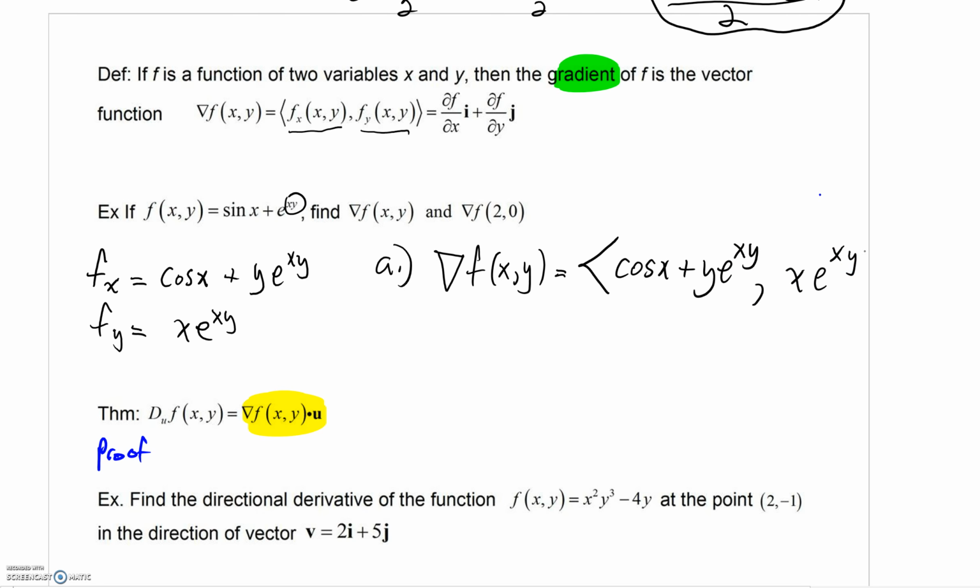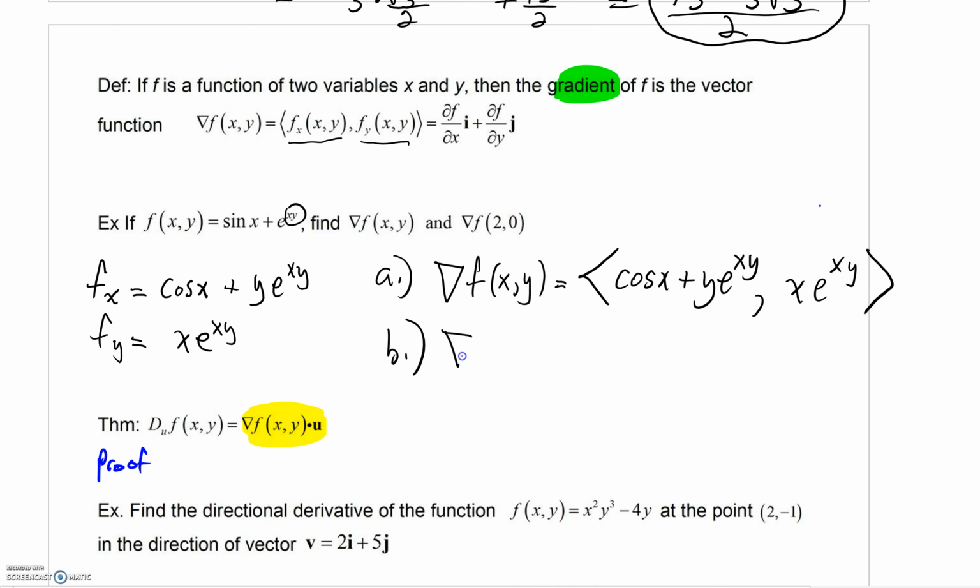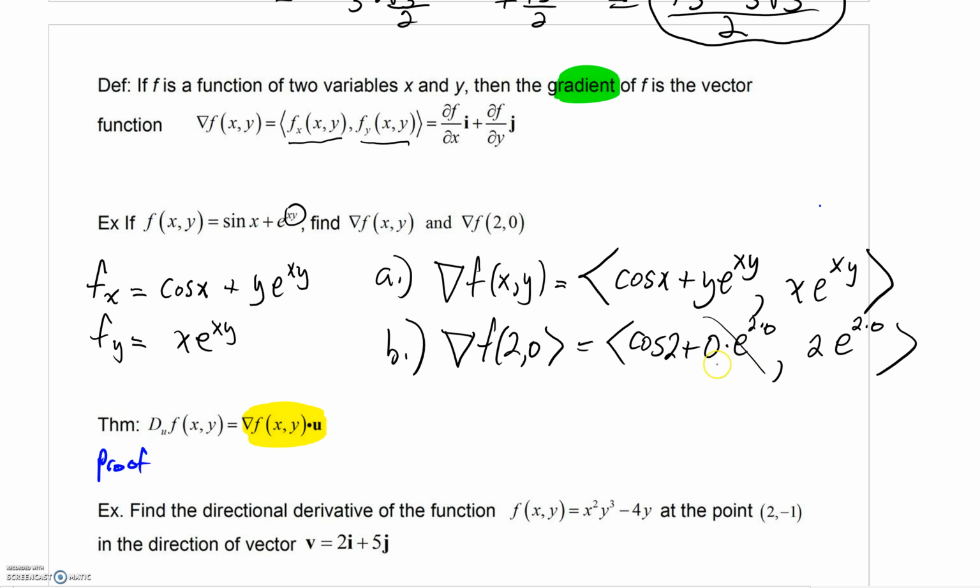and the y component is x e to the xy. But then for part B, they're going to say, well, that's all lovely, but let's plug in (2, 0). That means wherever we see an x, plug in a 2. Wherever we have a y, plug in a 0. Well, that's going to make that first component work out rather quickly. I think you can see what's happening. The 0 times that e is going to go away.